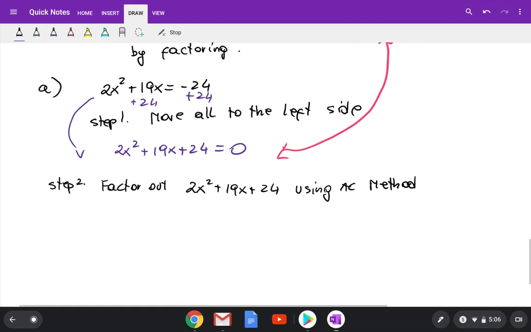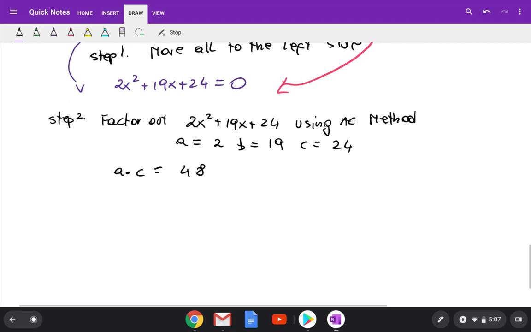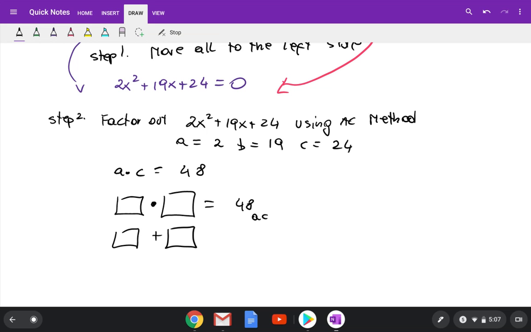Okay, so super important that we know how to factor. A is equal to 2, B is equal to 19, C is equal to 24. First, we multiply A times C, and we get 48. Next, we need to find two integers which by multiplication give us 48, which is AC, and the same two integers by addition have to give you coefficient B, which is 19. So we need to check what's going to work, and 16 and 3 definitely works.